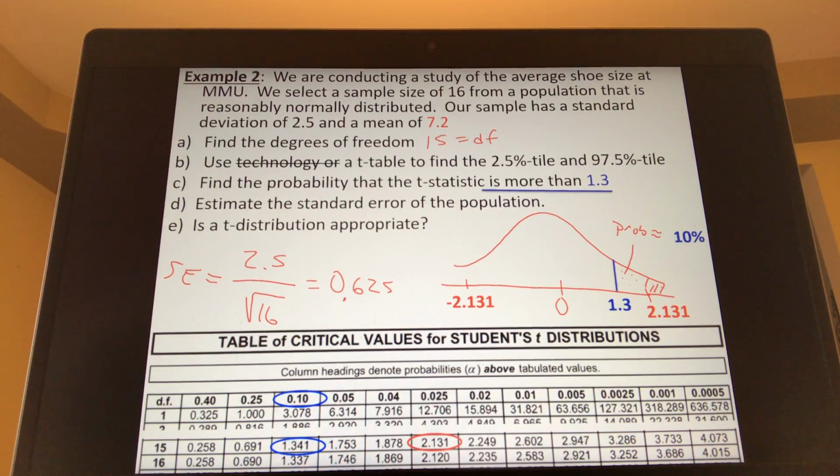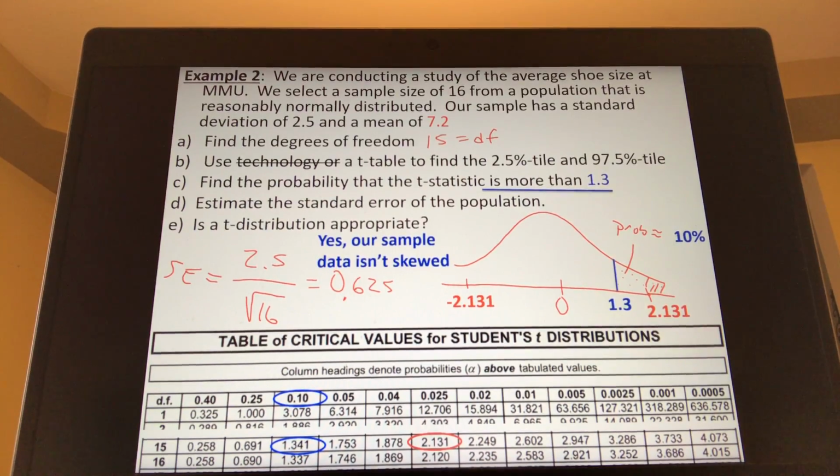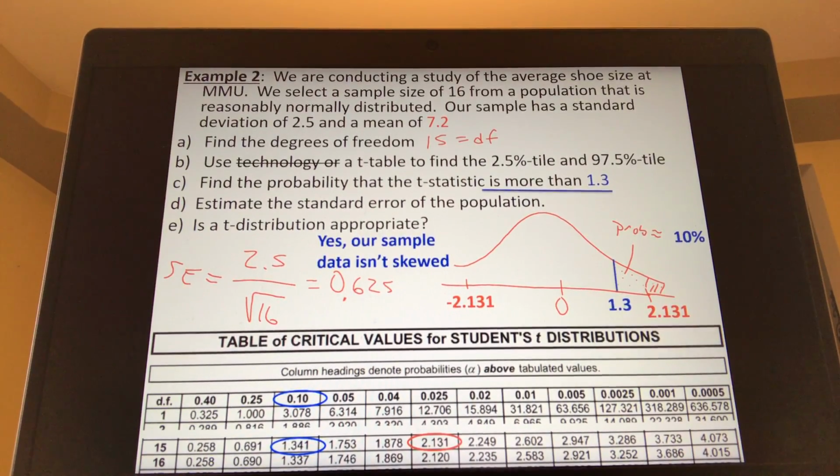And then the last question here, is a t-distribution appropriate? So that's what you think about is the data skewed and is the sample size large enough? Well, we didn't have anybody with size 22 shoes or size 1 shoes, so there's no extreme outlier, so we're good in that respect. Sample size is only 16, it's not 30, but it was normally distributed, so we'd say yes, it's okay. If any of those three criteria were not met, we could be messed up on here. Sample size would be too small and it was skewed, that would mess us up.